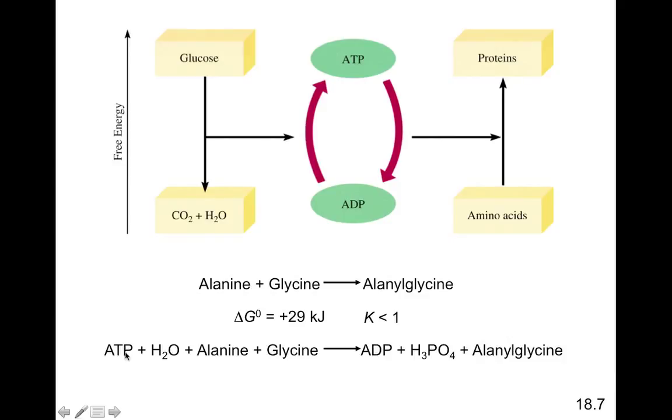Here's the whole reaction: energy, water, alanine, glycine, ADP, because we've used the ATP up. And then this is the phosphate, the inorganic phosphate that we lost from the ATP, and then our simple peptide that we've made. And here, when we use ATP, it's now a -2, so it is spontaneous. And our K is much greater than 1. These guys, without ATP, not going to happen. With ATP, it is going to happen.